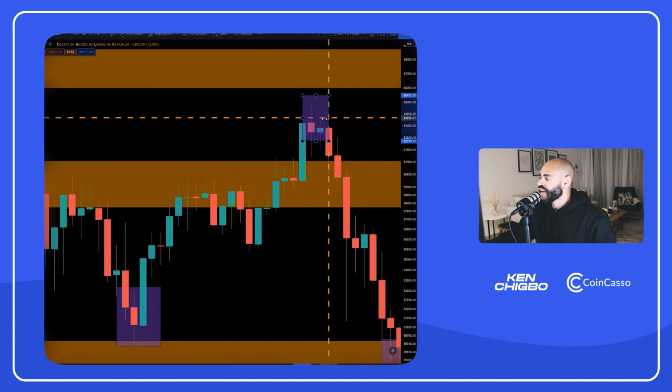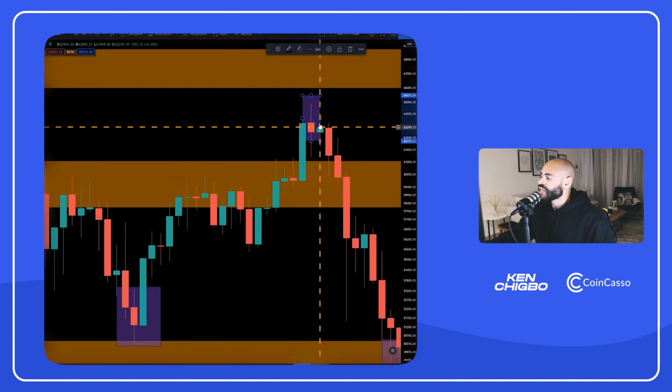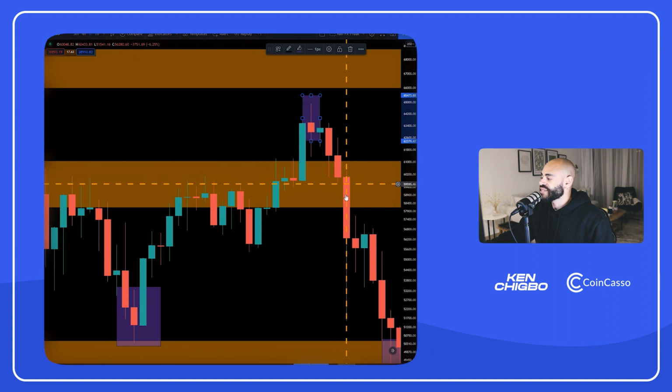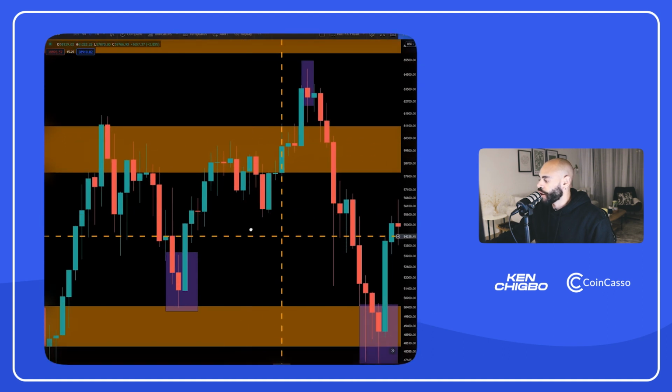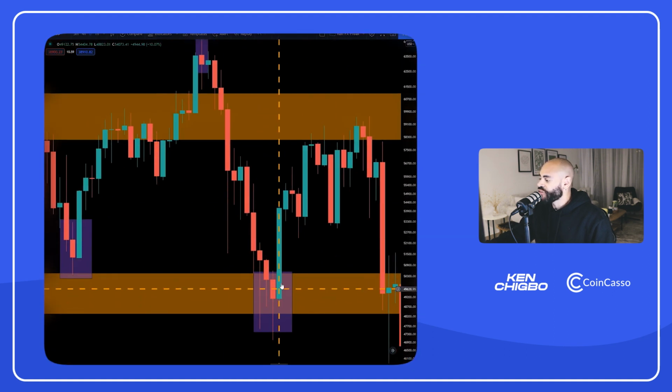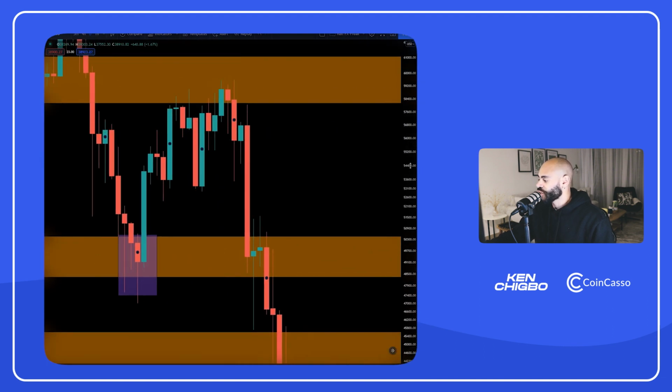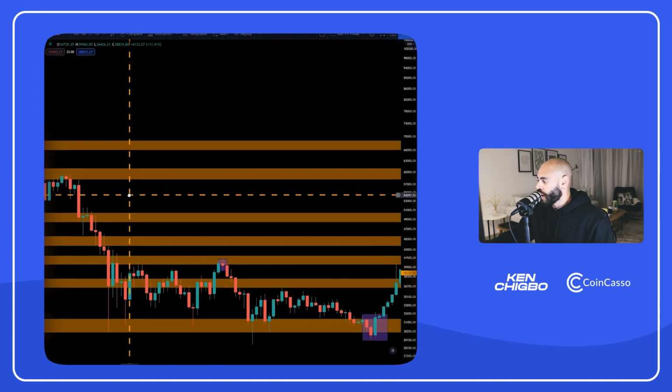Another example here of an evening star we just went over. Buyers have run out of momentum, now the sellers are coming into play. Look, beautiful, beautiful example there. Again, another sort of hammer candlestick there, buyers coming into play. Let's look for some more examples.